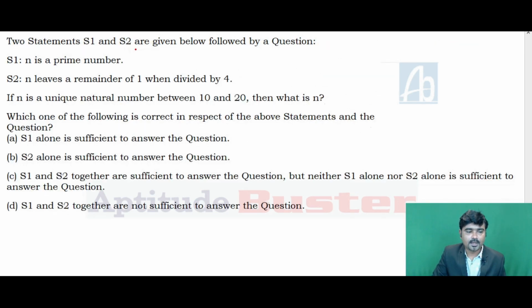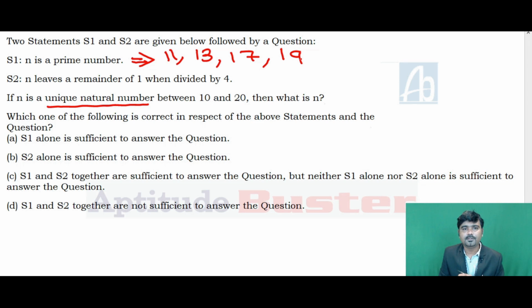Two statements S1 and S2 are given below, followed by a question. Statement 1, n is a prime number. Statement 2, n leaves a remainder of 1 when divided by 4. Question is, if n is a unique natural number between 10 and 20, then what is n? It is given between 10 and 20, right? Take the first statement, n is a prime number between 10 and 20: 11, 13, 17 and 19. These are the 4 prime numbers between 10 and 20. Can you find out the unique value of n? No. First statement is not sufficient.